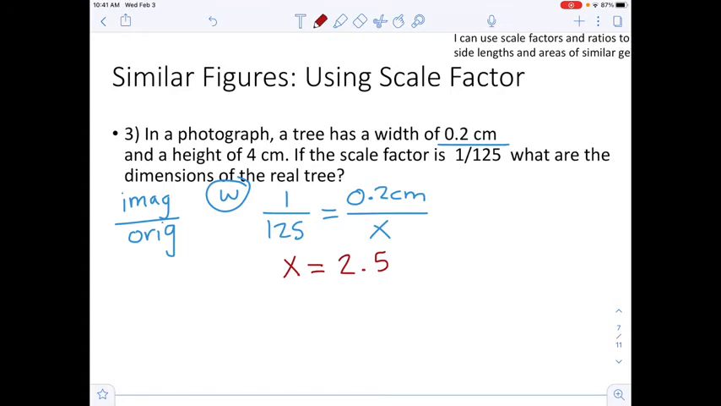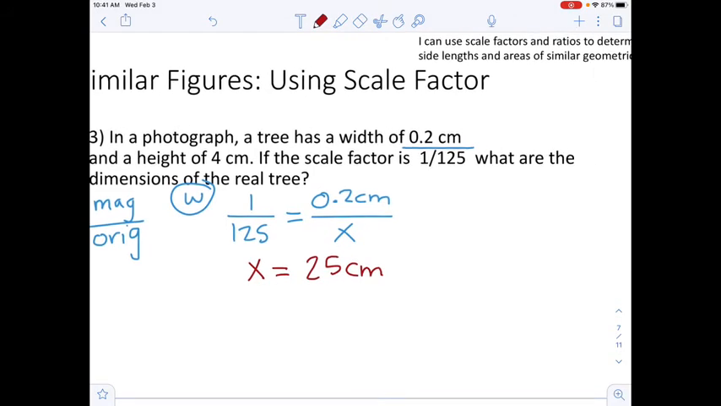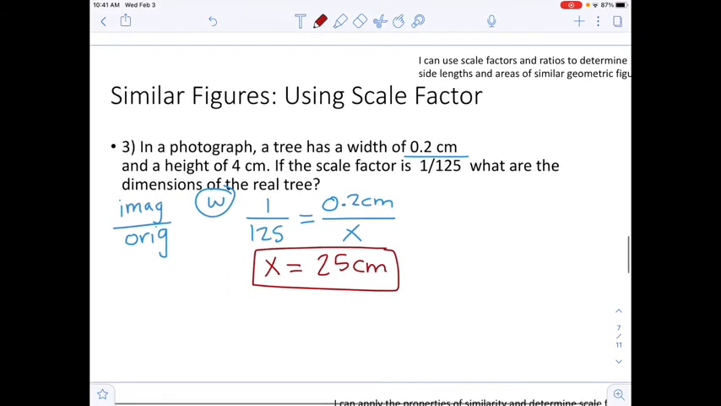Okay, so I know I did something wrong here. It shouldn't be 2.5, it should be 25. I was going to say that doesn't look right. So our tree should definitely be way bigger than the image. So 25, and then my label is centimeters, because I know that when we're using scale factor, it's those same units. And since our image was in centimeters, I know my original is going to be in centimeters. So the width is 25 centimeters.